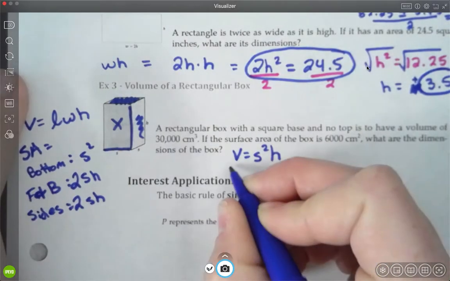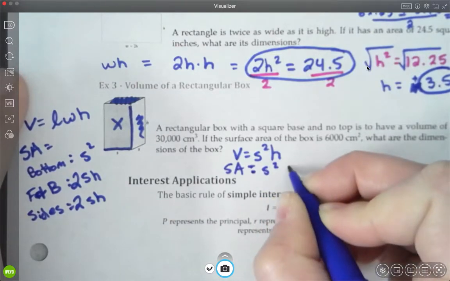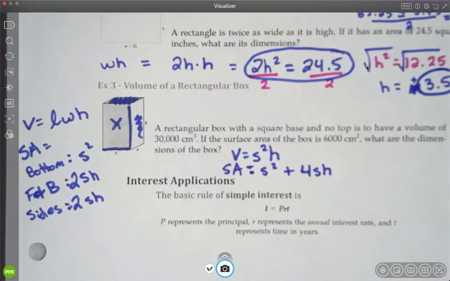My surface area is going to be S squared plus 4SH. S squared plus 4SH, yeah? Okay. S squared plus 4SH.